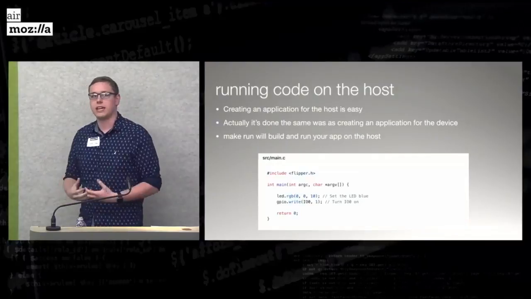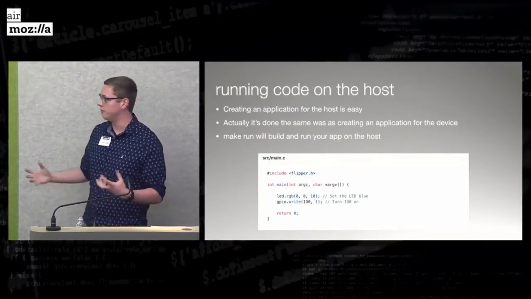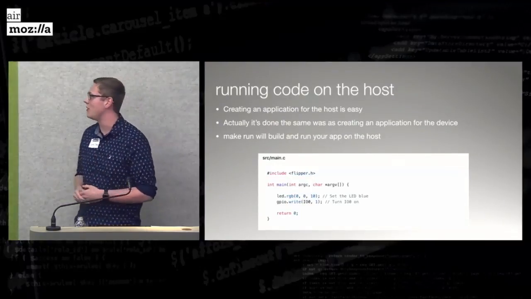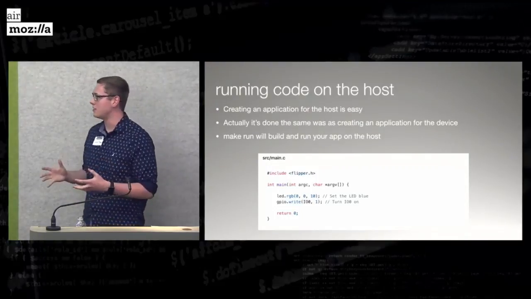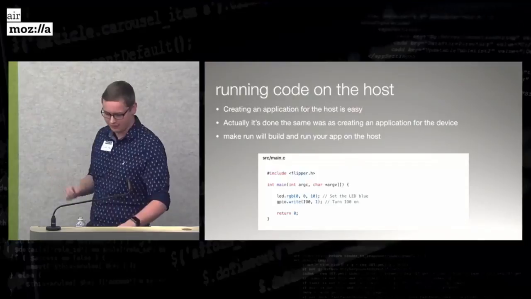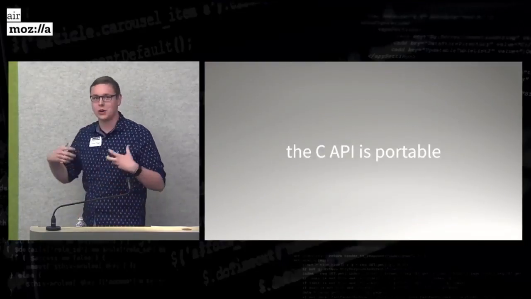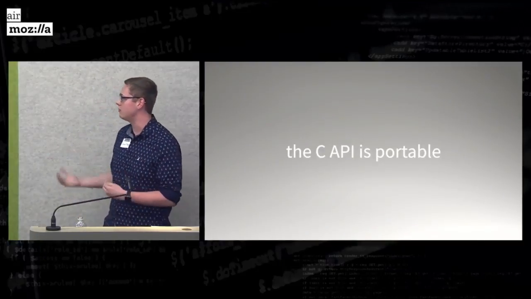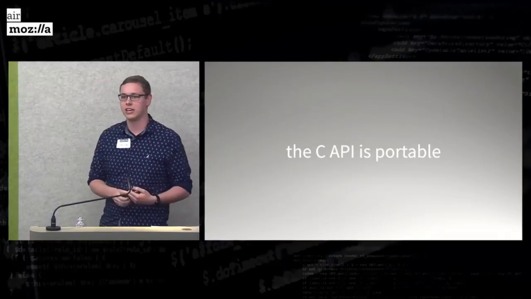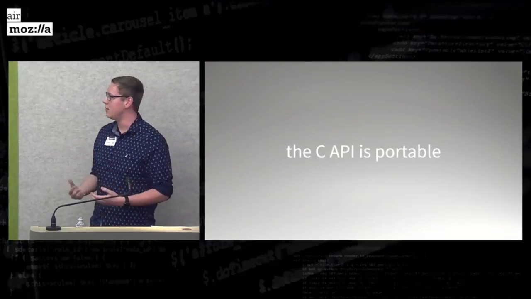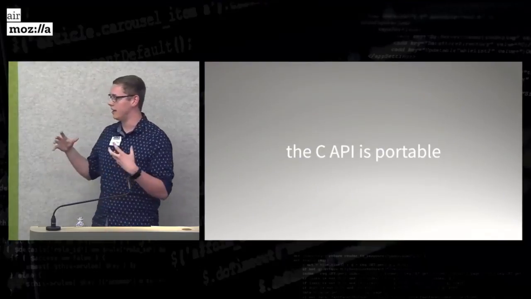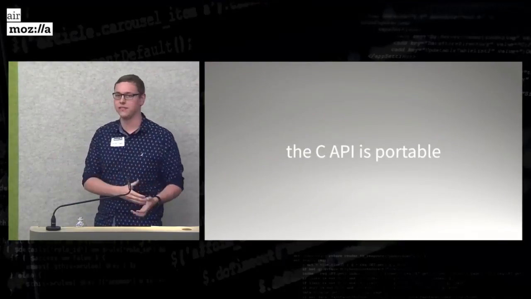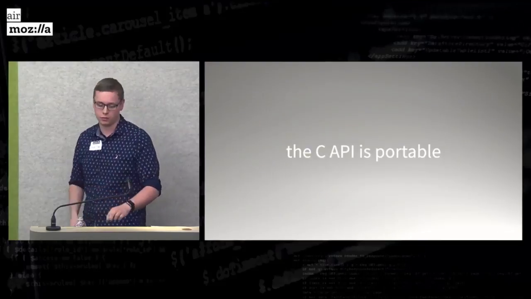But what if I want to create an application that runs on the host? Well, actually, it's exactly the same as creating an application that runs on the device. Just create a main function, put your API calls in there, and run it. And this is all due to the fact that the C API is completely portable between the host and the device. What this means is that you can develop and debug your program logic in C on the host, and then compile that down to the device for free after your program is working properly.